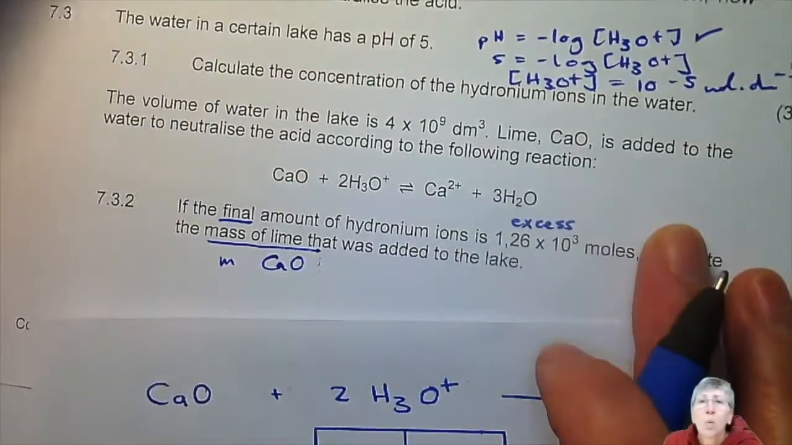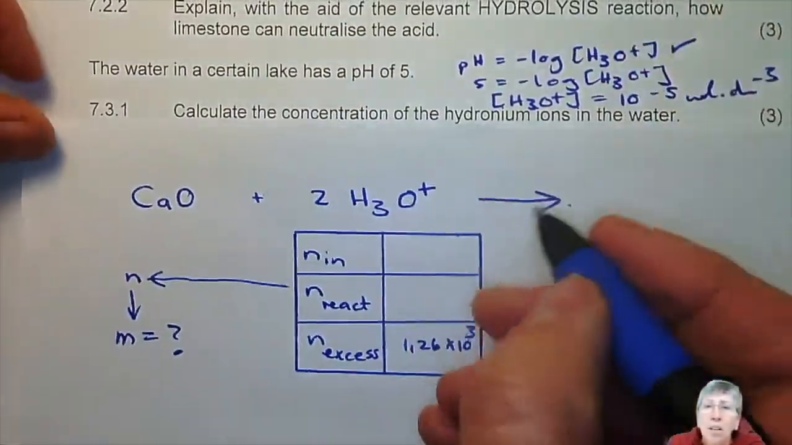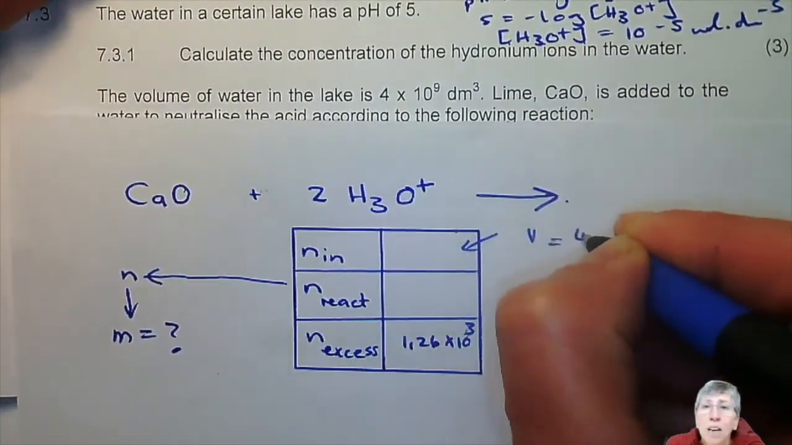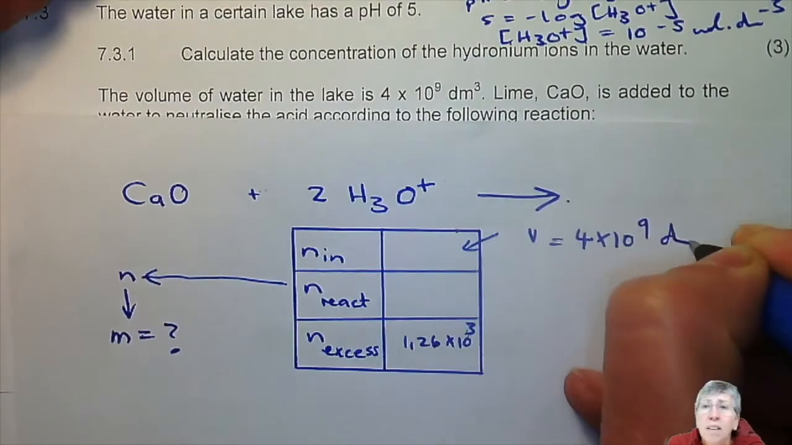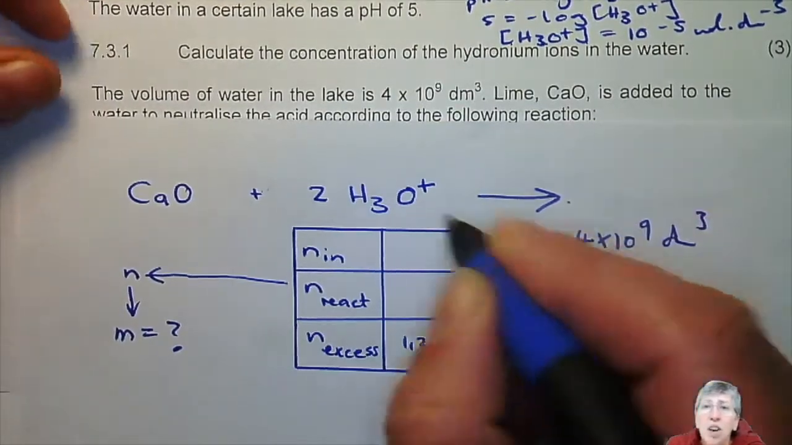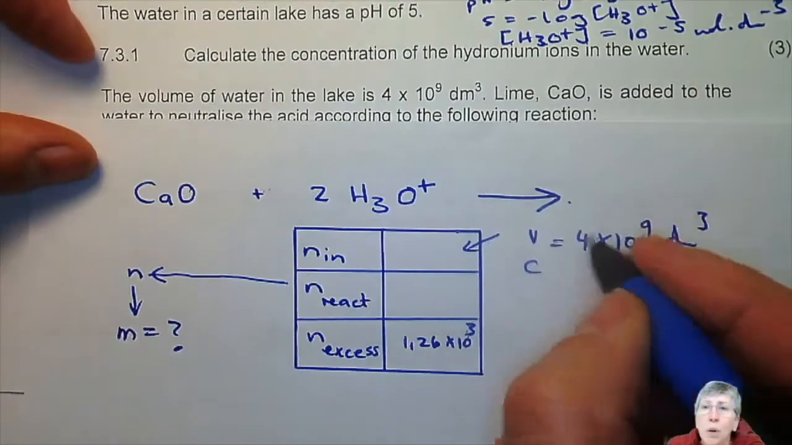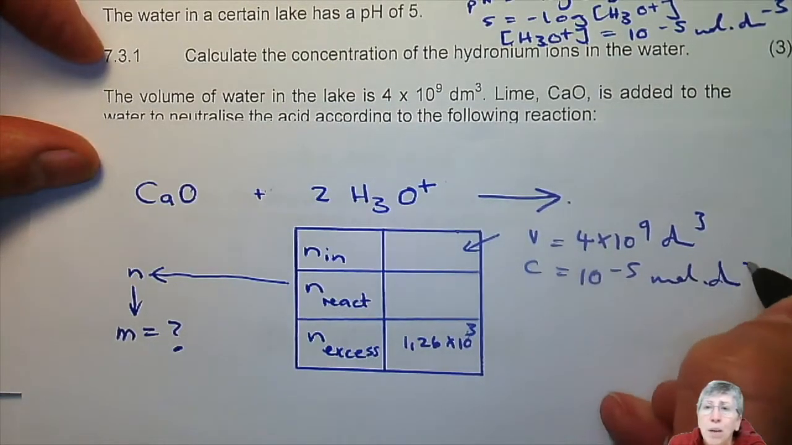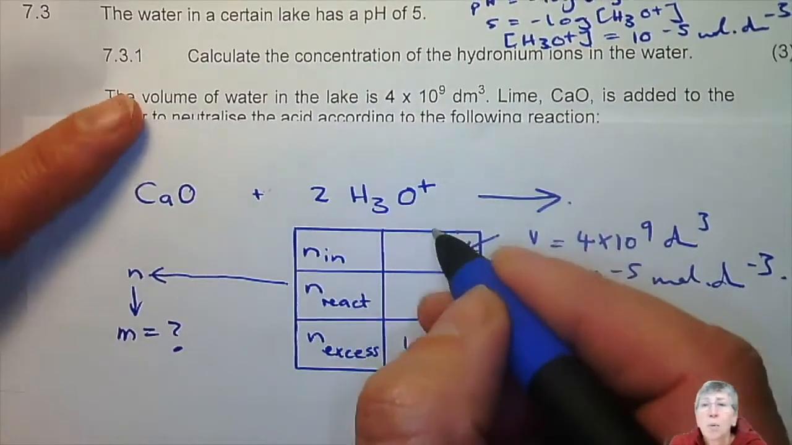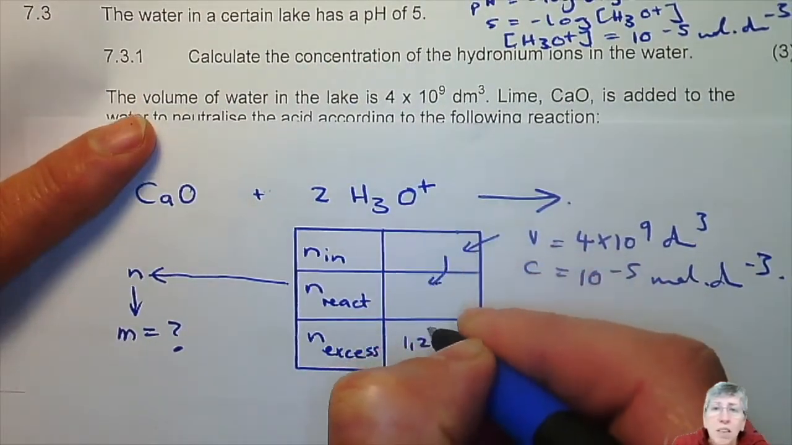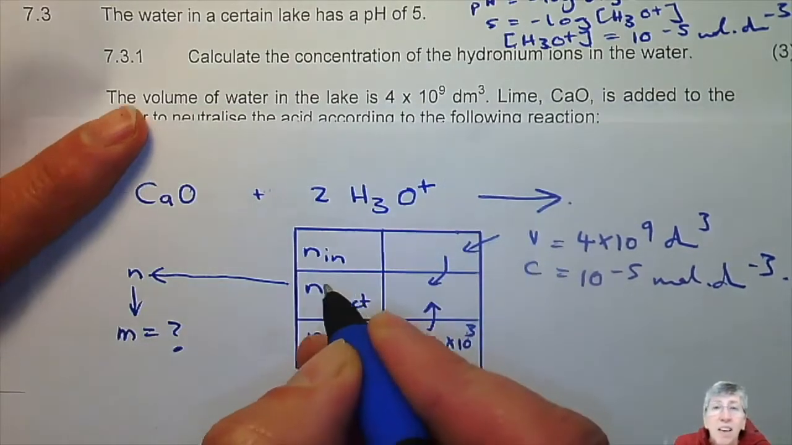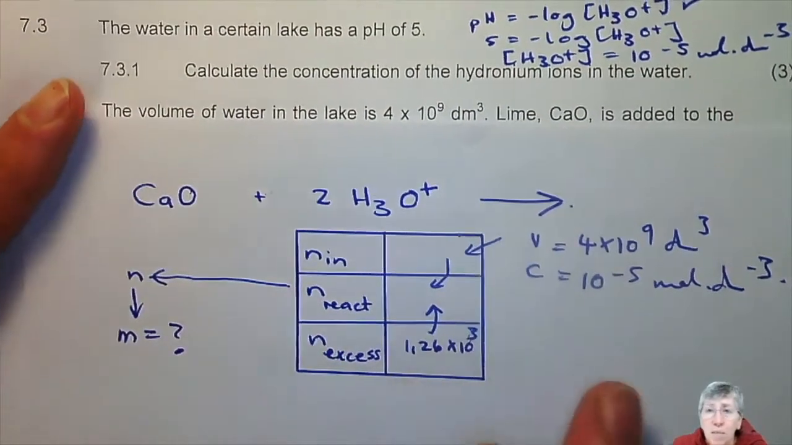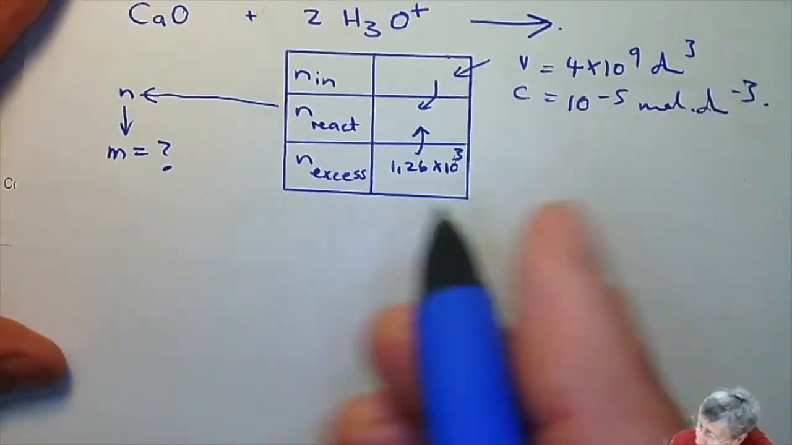And now I want to know, what did I put in? Now, I put in the whole lake, right? So that was a volume of 4 times 10 to the 9. And the concentration of the hydronium ions I've already worked out over there, 10 to the minus 5 moles per cube decimeter. So that's going to tell me what I put in. Then I'm going to use them to get whatever reacted. And that will tell me how many moles of calcium oxide reacted and give me the mass that they've put in. So first off, let's start there.